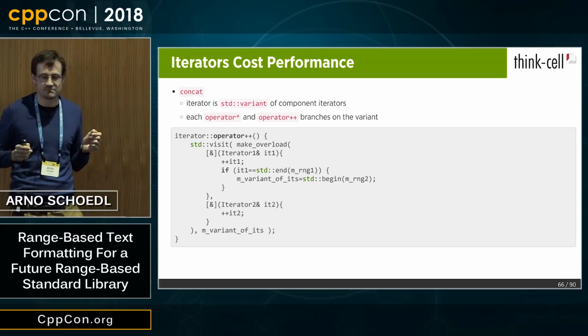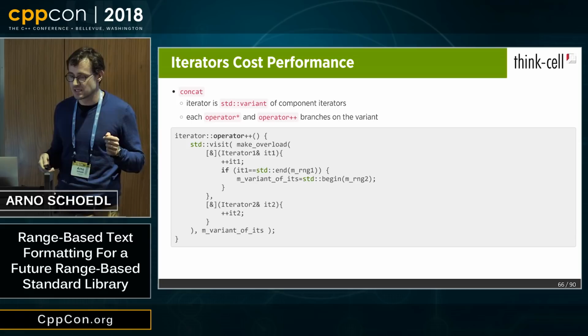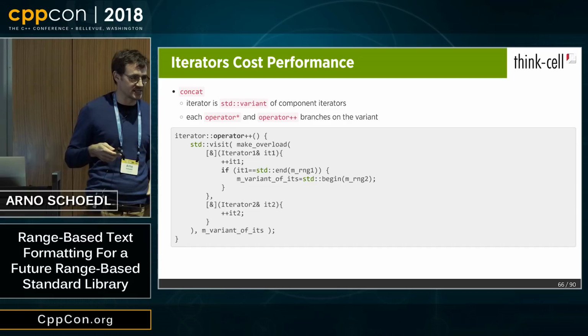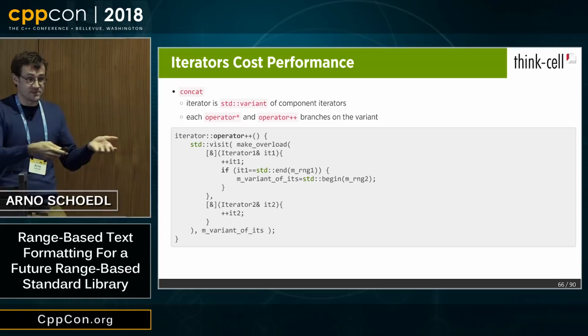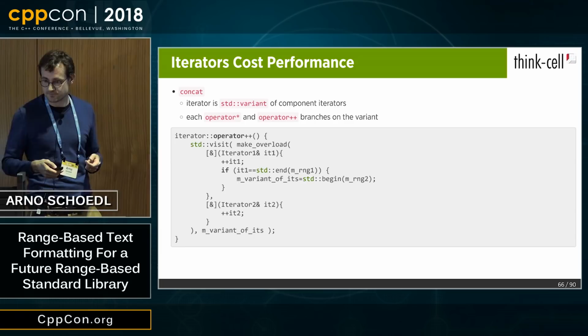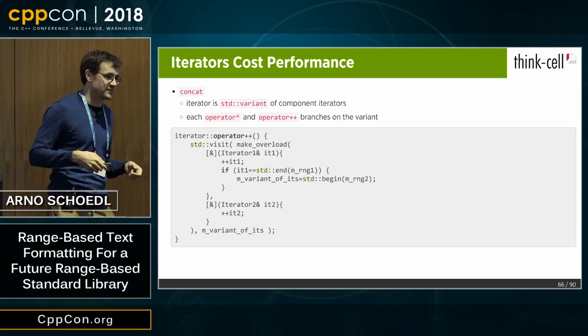So, for example, here I showed it for the increment. If you have the increment and you are at component one, you have an iterator of type one, then you increment that iterator of type one, which may be very different code from incrementing the iterator of type two. And then you have to check whether you reached the end of type one. And if you did, then you just switch over to your component two. And for component two, you can do a blind increment. If someone overruns the end iterator of your concat, that's their own fault.